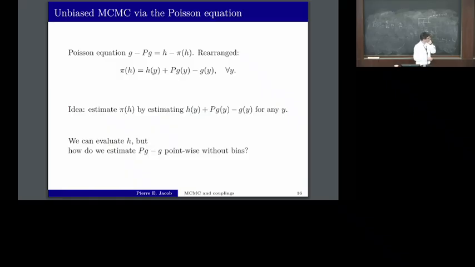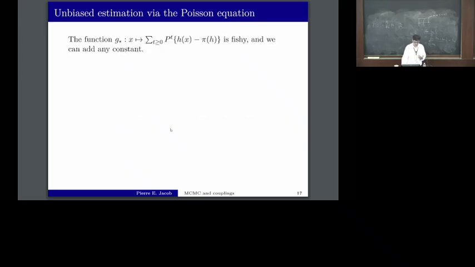Now, in order to ultimately estimate pi of H, maybe you can try to think about whether it's possible to estimate PG minus G of Y. Maybe it's going to be somewhat easier. So let's see. How do we estimate PG minus G? We looked yesterday at one of the solutions of the Poisson equation. G star maps X to this infinite series of conditional expectations after t steps of the centered function. That doesn't look super nice to estimate from the onset, right? There's an infinite sum. There's pi of H, which we don't know. I mean, the whole point is to estimate pi of H.